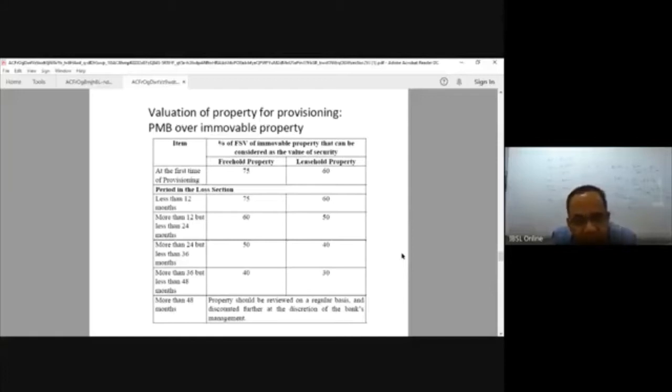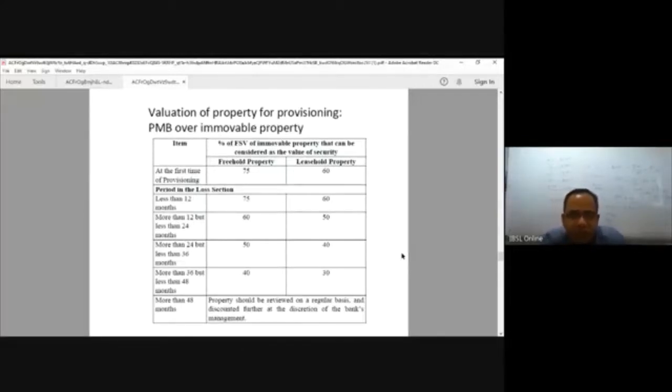If it is more than 48 months in the loss section, right, a particular loan is in the loss section more than 48 months. To get to the loss itself, it takes about 18 months. And then after that, the loan is there for 48 months in the loss section. That means you will not give any value to the property also. You will have to fully provide, right? Fully provide. This is what that means.